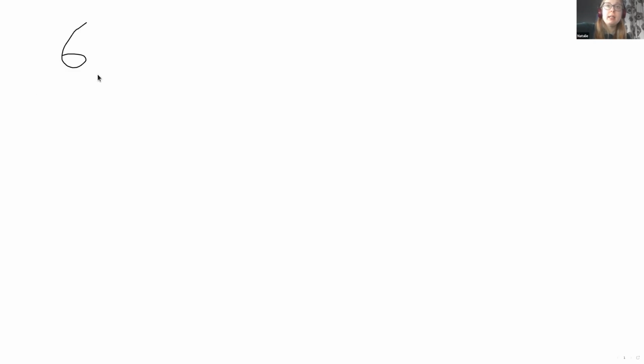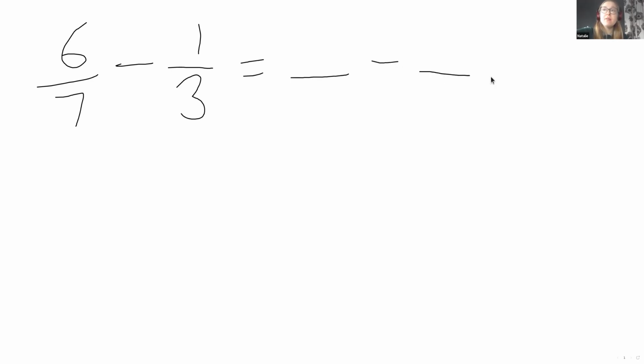So I might take one like 6/7, and I'm going to subtract from that 1/3. Now I need to make these fractions have the same number on the bottom. And the way I can do that is I need to find a number that is in the same times table as 7 and 3. Well, if in doubt, I could just times them together. And 7 times 3 gets me 21.